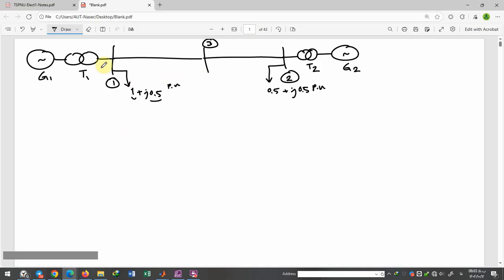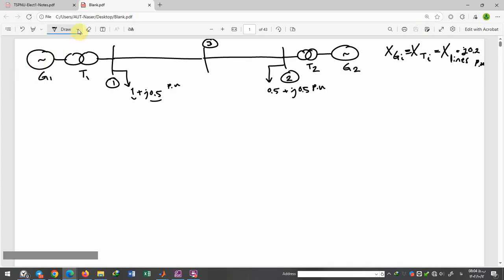Okay, in this power system we have reactance of generators, transformers, and lines equal to j0.2 per unit.